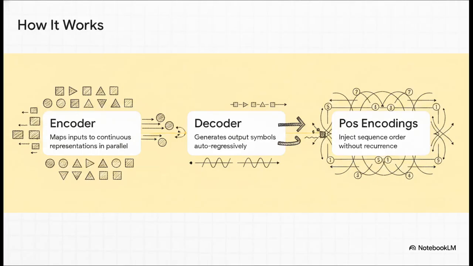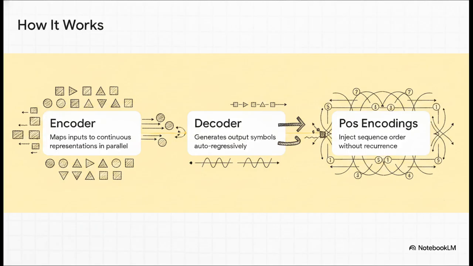So how does data actually flow through this geometric masterpiece? First, the encoder maps an input sequence, let's say a sentence in English, to continuous representations, and it does this completely in parallel. Second, the decoder takes those representations and autoregressively generates the output, like the German translation, just one element at a time, basically consuming its own previously generated symbols as extra input. But wait, if we threw out that recurrent step-by-step processing, how does the model know the order of the words?